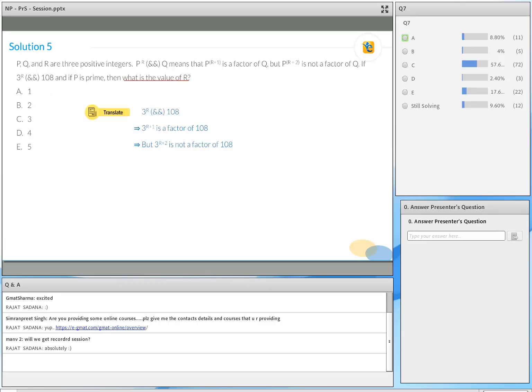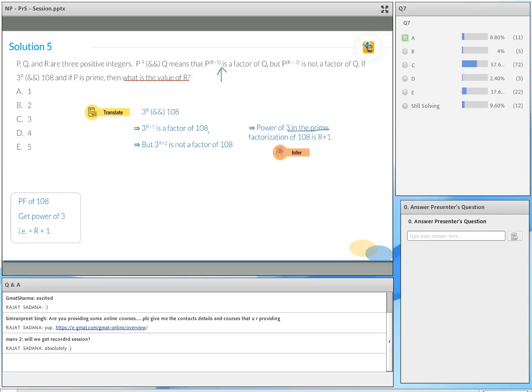When you do that, what you get is that 3 raised to the power r plus 1 is a factor of 108, but 3 raised to the power r plus 2 is not a factor of 108, which means that the power of 3 in the prime factorization of 108 is r plus 1. That's the inference that you have to draw.